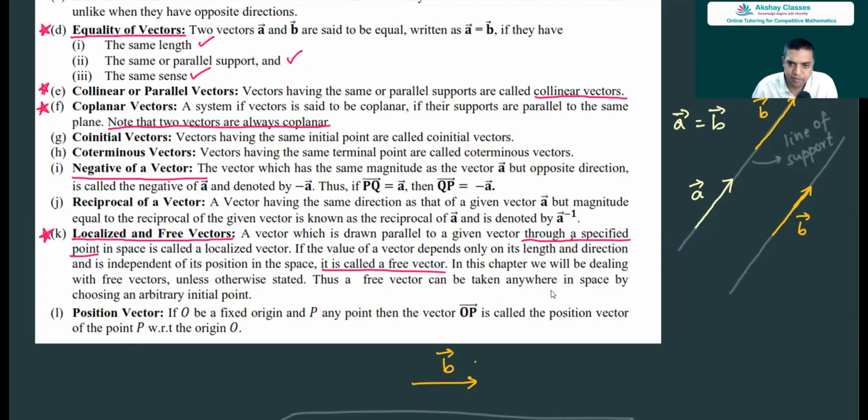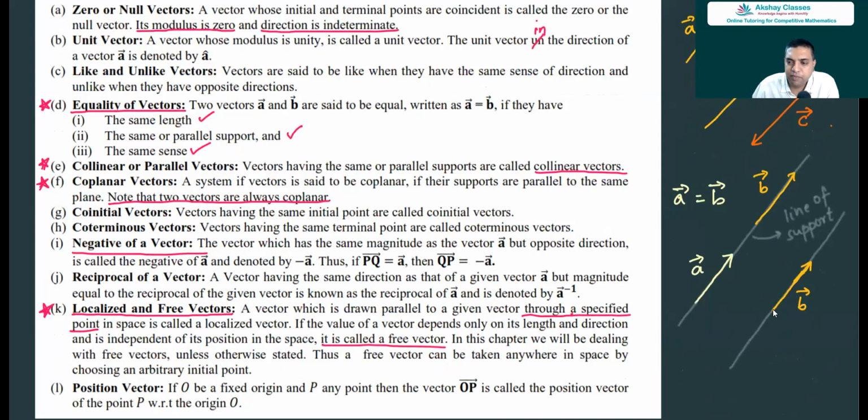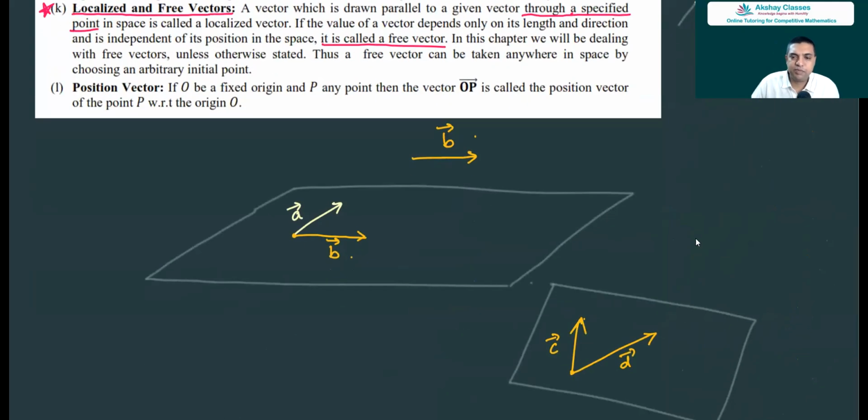A free vector can be taken anywhere in space, choosing an arbitrary initial point. So here we were moving vector B from this point to this point, from this line of support to this line of support. These are free vectors. Now in this plane, we shifted this vector B from this position onto this plane. These two are the same vector B. So this is what a free vector is. It is not restricted to an initial point and a terminal point.